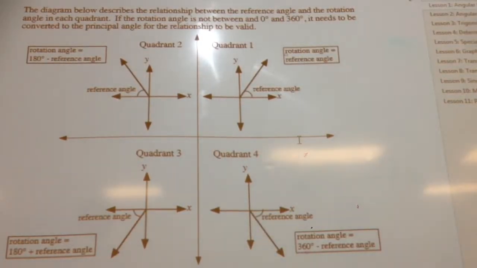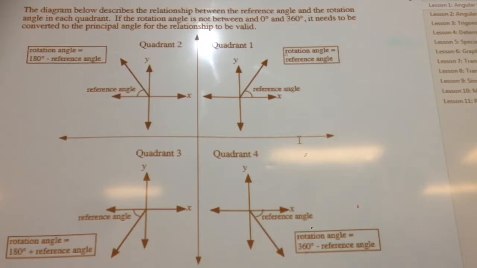This is a good diagram for organizing what you need to do to find each of your reference angles. The diagram shows the relation between the reference angle and the rotation angle in each quadrant. If the rotation angle is not between 0 and 360 degrees, it needs to be converted to the principal angle, and once you find the principal angle, then you can find the reference angle. If you were at 540 degrees, you'd find the principal angle, which is the smallest positive angle in standard position, and then you'd subtract that from or add it to 180, 360, or 0.